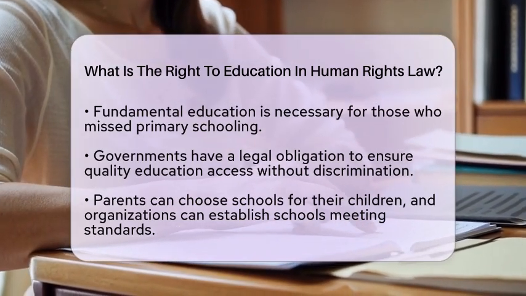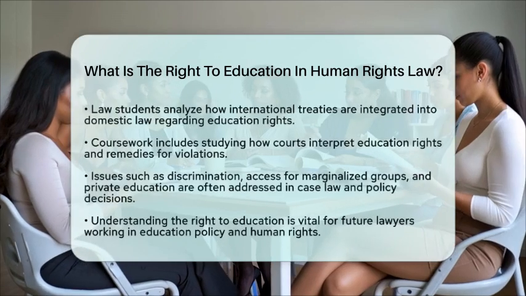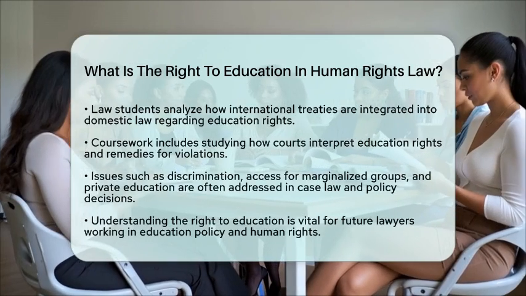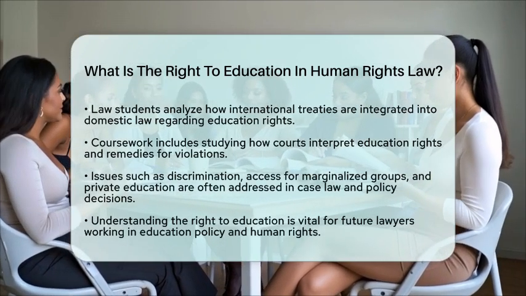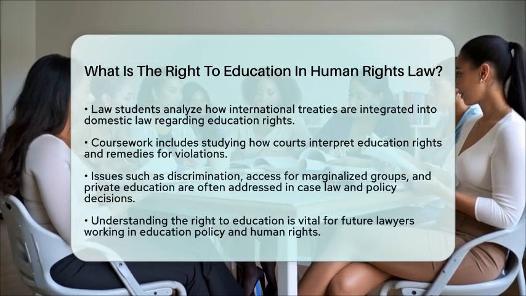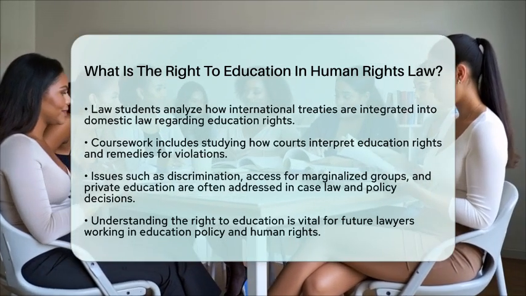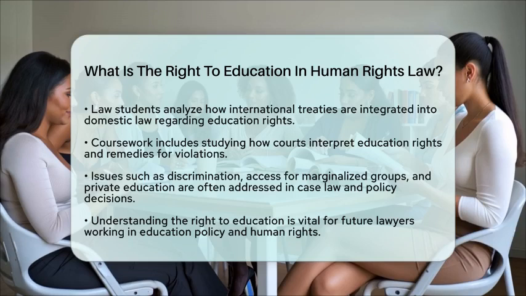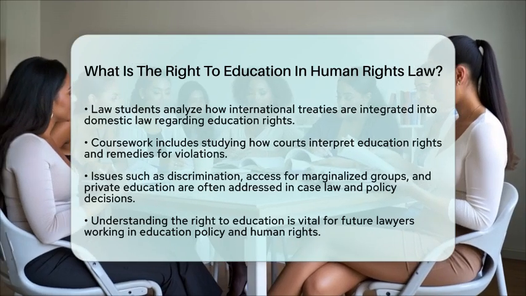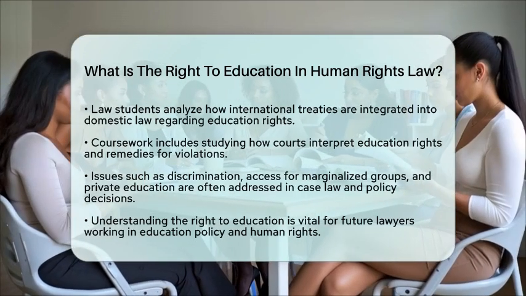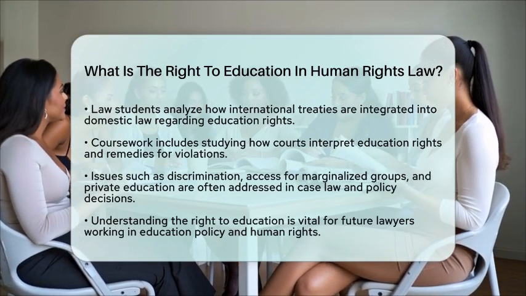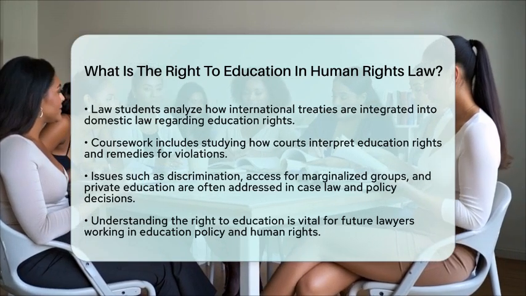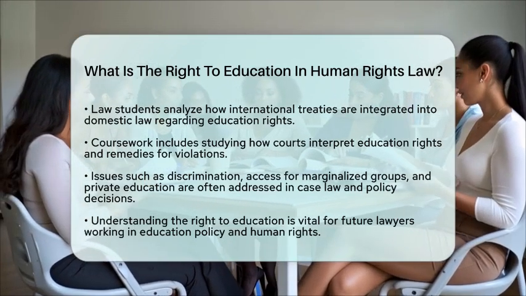You will learn how courts interpret these rights and what remedies exist when the right to education is violated. Case law and policy decisions often address issues such as discrimination in education, access for marginalized groups, and the role of private education providers. The right to education is a cornerstone of human rights law, with clear legal standards and mechanisms for enforcement. Law school coursework on human rights law typically covers these standards, their interpretation, and their impact on society.